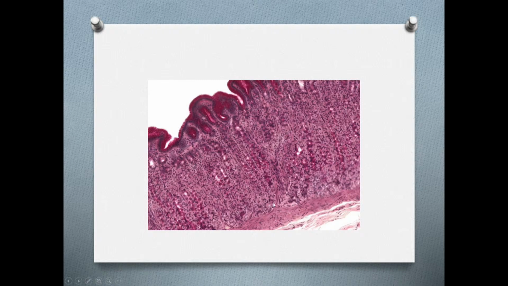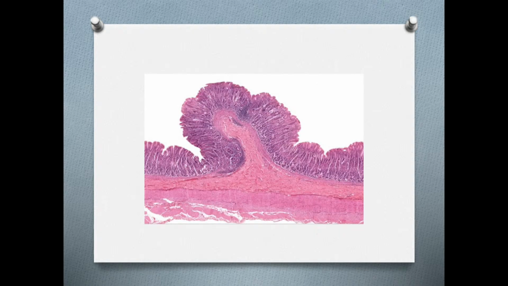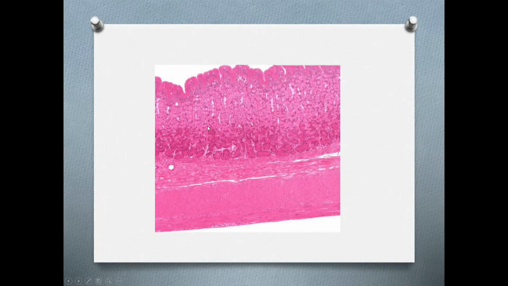Which part of the stomach do you think this is? Body or fundus? Why? Yes, here parietal cells are visible. And what's this? Rugae of the stomach. It's the mucosa with submucosa, it's rugae, and the pits and glands are visible here.